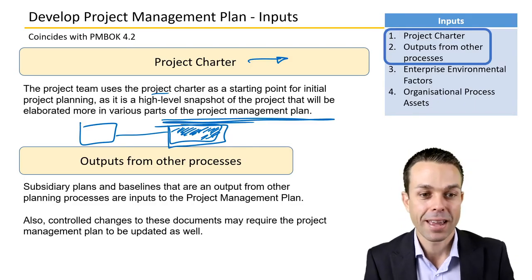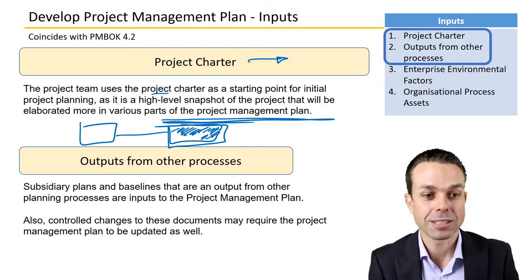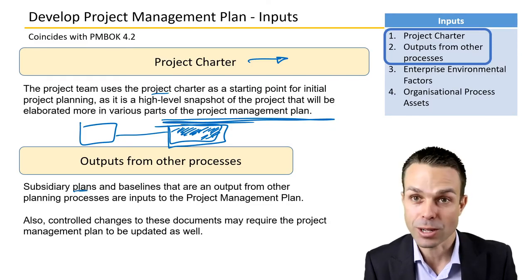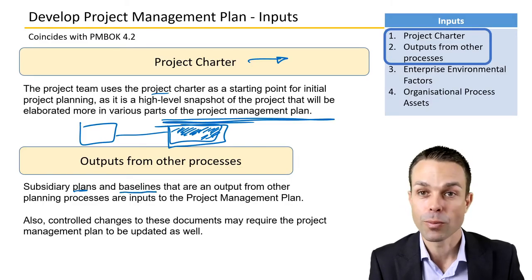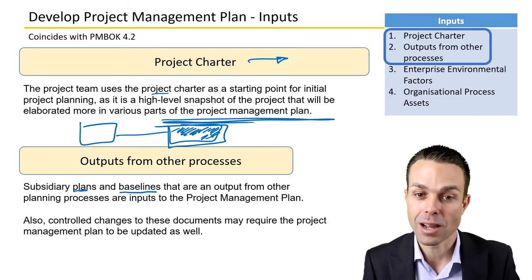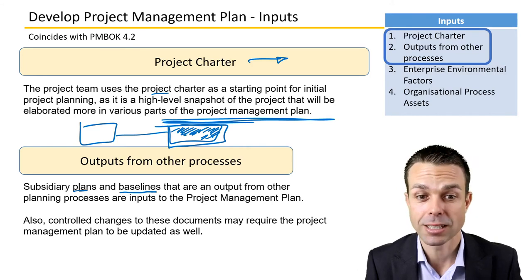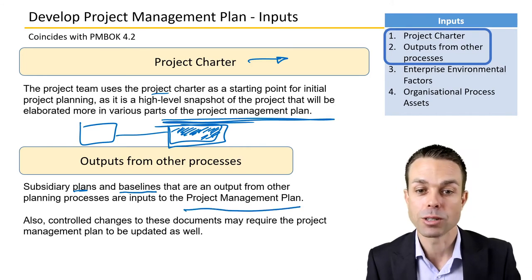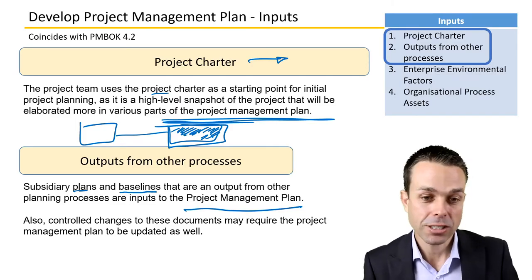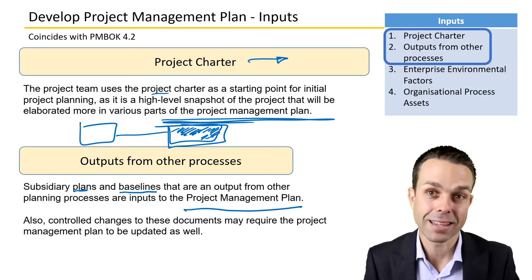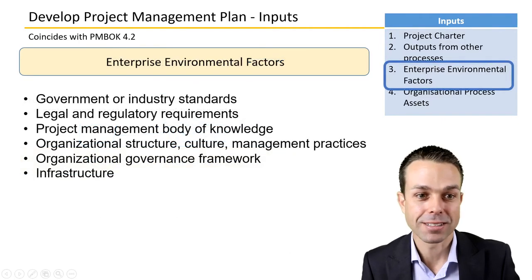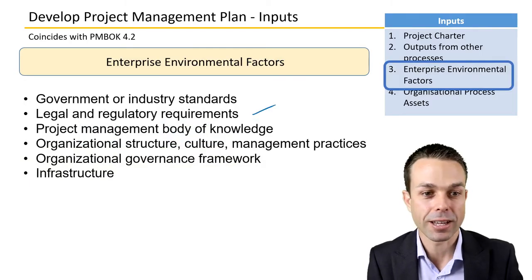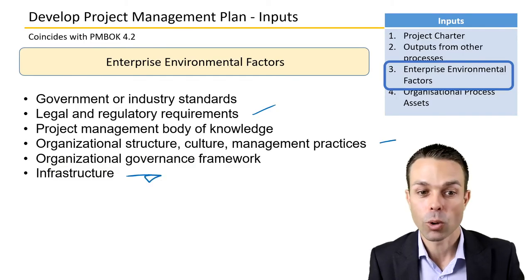And so it goes from high level to much more detailed in the project management plan. Any outputs from other processes, so subsidiary plans, risk plan, quality plan, schedule plan, cost plan, and any of those baselined documents, so the scope that we're delivering might be baselined or set at a point in time so that it can't change. All of those things will go into the project management plan. And controlled changes to these documents might require going back into the project management plan if they're changed as well.